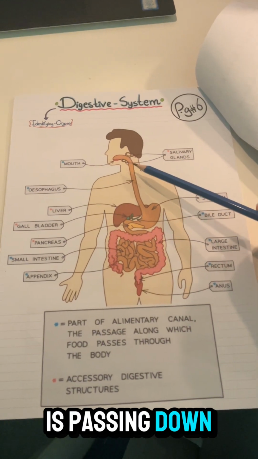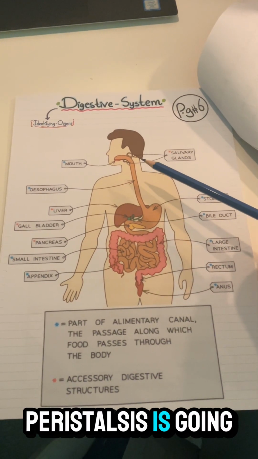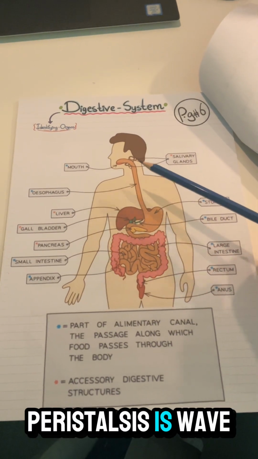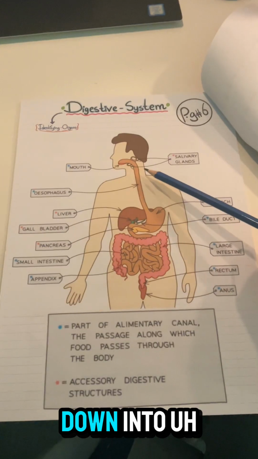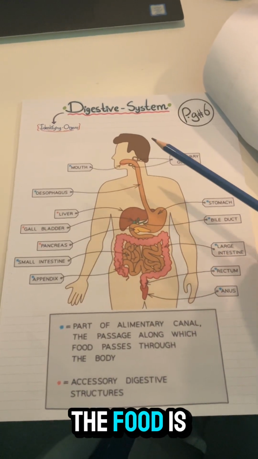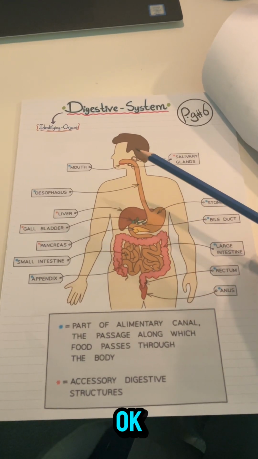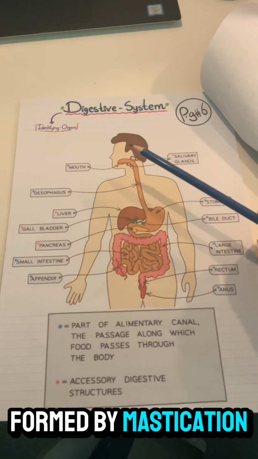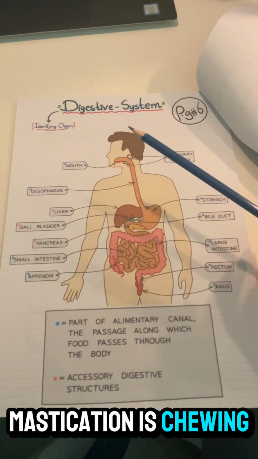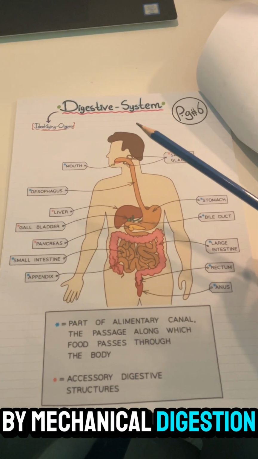When food is passing down the esophagus, peristalsis is going to occur. Peristalsis is wave-like muscle contractions pushing the food down into the stomach. The food is going to be in the form of a bolus, okay? Bolus is a ball-shaped structure of the food formed by mastication of the teeth. Mastication is chewing the food down by mechanical digestion.